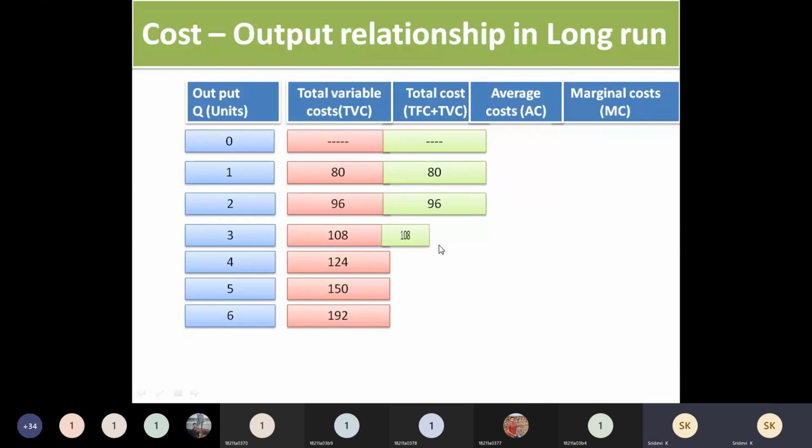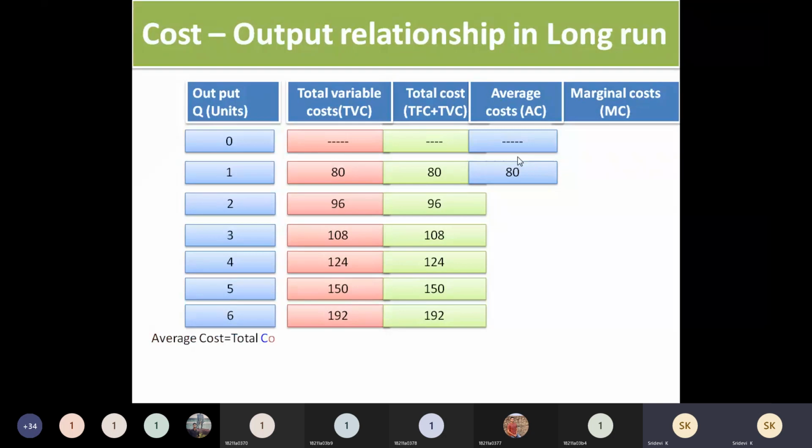the same values will be here in case of total cost. Because there is no addition of fixed cost, whatever it is variable cost, that will be equal to total cost. So take the averages of this. Same formulas you use: average cost means total cost divided by Q you take. So you will get these values.